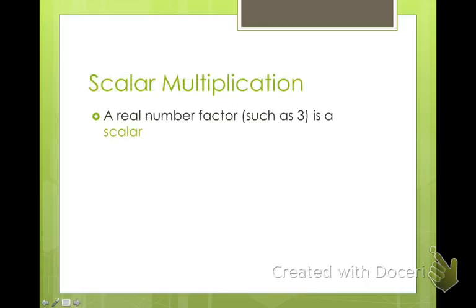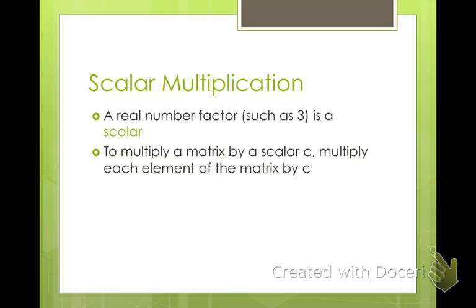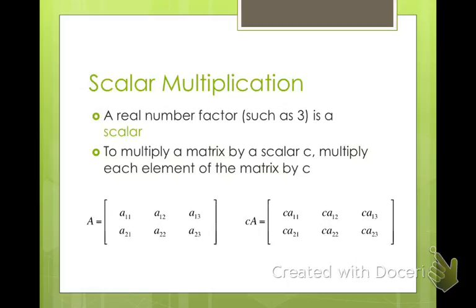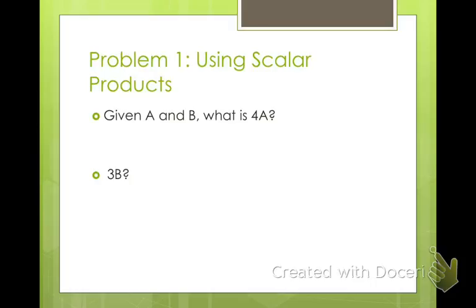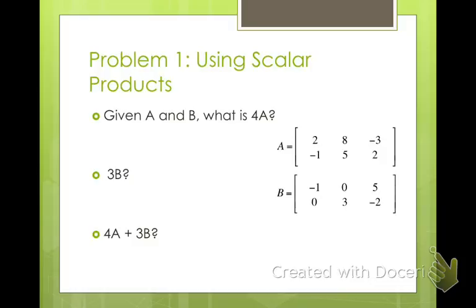Alright, for scalar multiplication, a real number factor such as 3 is a scalar. So that just means a coefficient, a number. To multiply, you just take your matrix and then you distribute it through to everything inside the matrix. So here we go. Given A and B, what is 4A, 3B, and 4A plus 3B? So here's A and B.